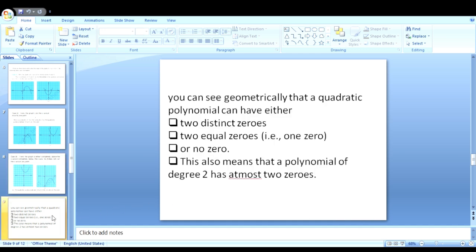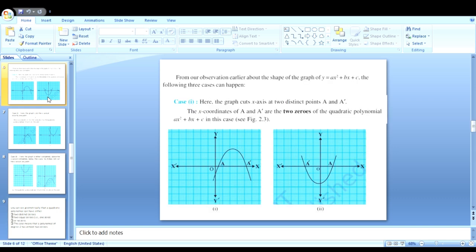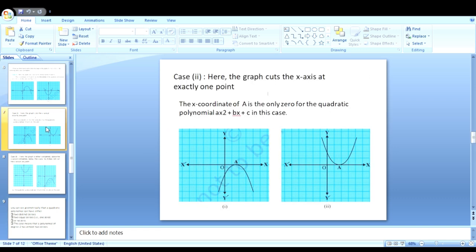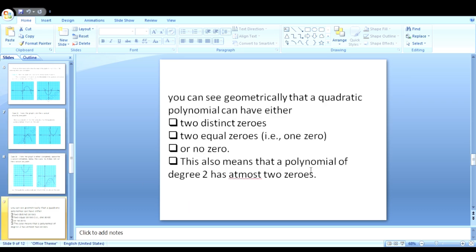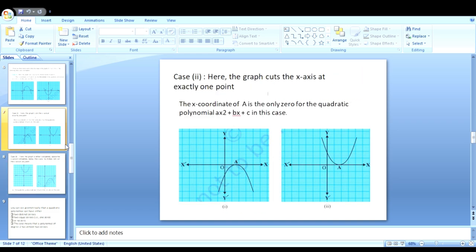So we can consolidate and say that geometrically, for a quadratic polynomial you can either have two distinct zeros, or you can have one zero, or you can have no zeros. This means that a polynomial of degree 2 has at most two zeros. You can have even 1 zero, or in some cases there are no zeros also, but by seeing the curve you must be able to identify whether it is a quadratic polynomial.